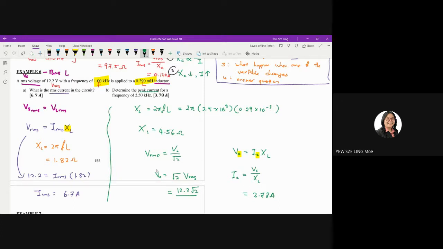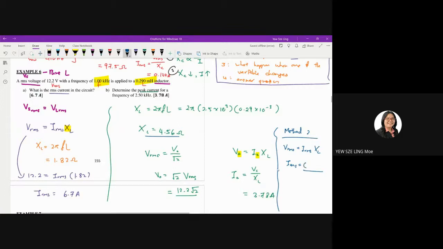Now, of course, you can use another method. You can calculate IRMS first by using VRMS. That is also fine, no problem. This is the second method, method 2. Once you have XL, you can then use VRMS equals IRMS times the new XL. From here you obtain IRMS.